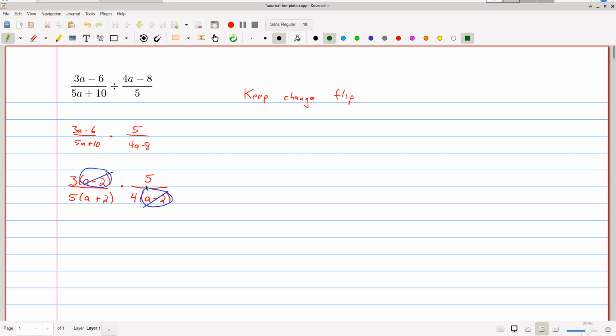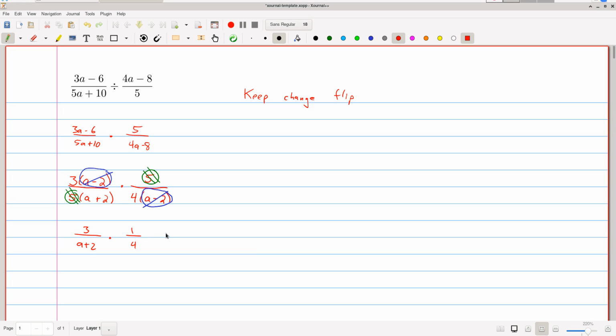Next up, the next factor up top is this 5. And I see we also have a 5 in the denominator, so these cancel. So let's rewrite what we have left. 3 over a plus 2 times 1 over 4.